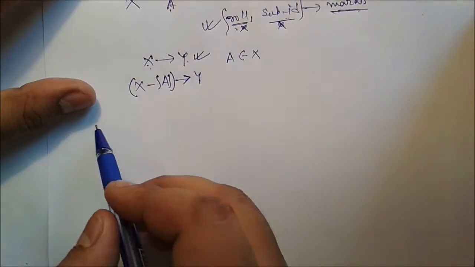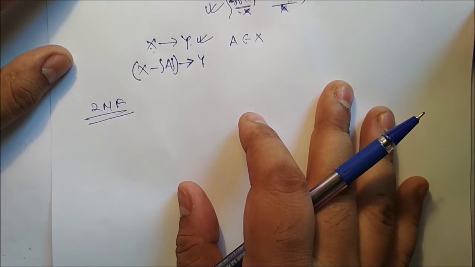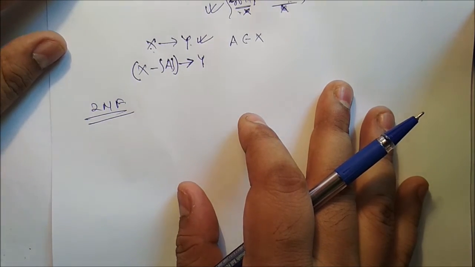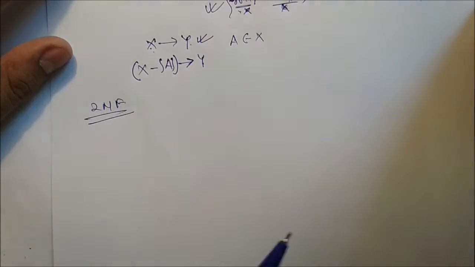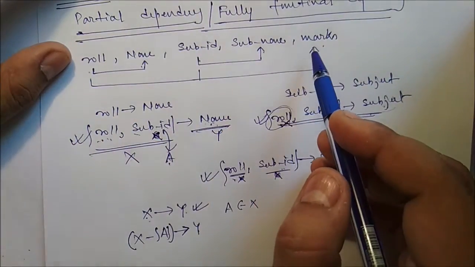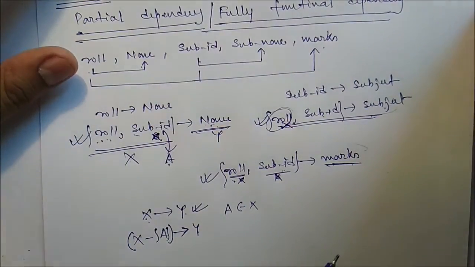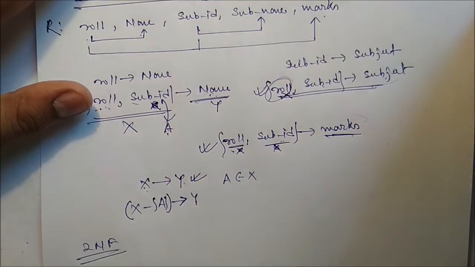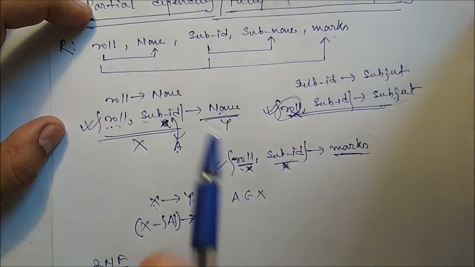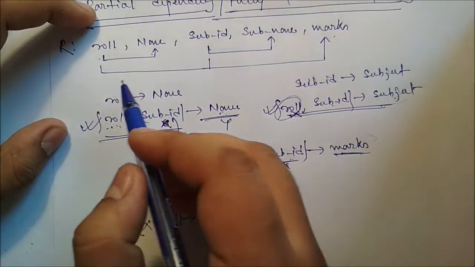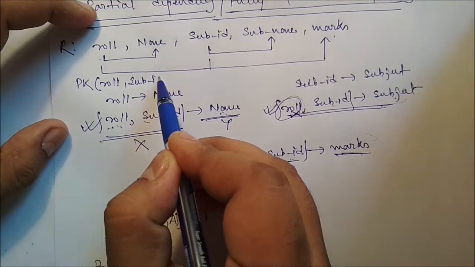Now, what is 2NF? A relation or table R is in 2NF if every non-prime attribute A in R is fully functionally dependent on the primary key of R, or no partial dependency should exist. So here it is not in 2NF. Why? Because partial dependencies exist. So this particular table is not in 2NF. In other words, a relation R is in 2NF if no non-prime attribute is partially dependent on any key of R. The primary key is roll number and subject ID.